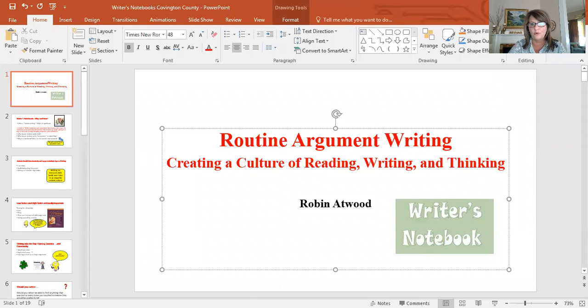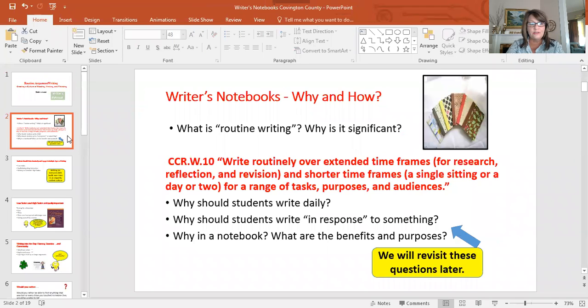So writer's notebooks are a really good way to get students writing routinely, writing argument routinely, or you could use them for other types of writing as well. But what writer's notebooks help to do is to create a classroom culture of reading, writing, and thinking. And this works beautifully with Writing Standard 10, which states write routinely over extended time frames and shorter time frames for a range of tasks, purposes, and audience.